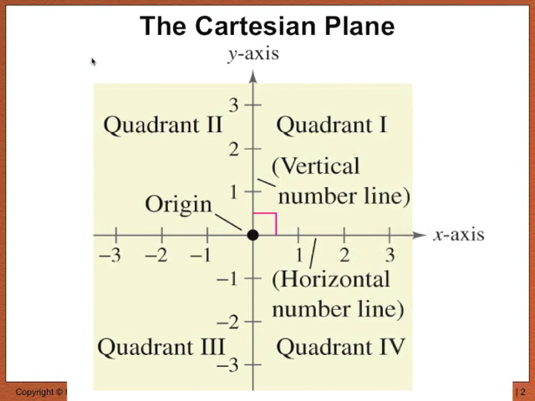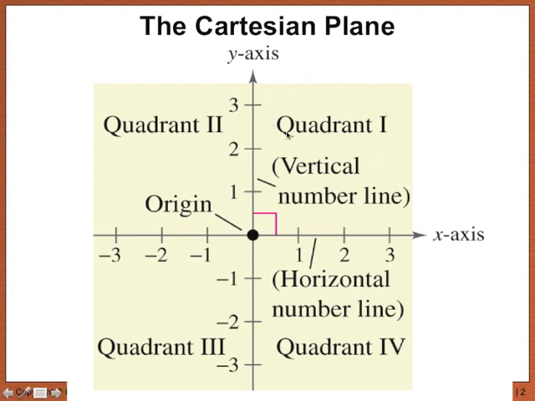The Cartesian plane. I put the Cartesian plane here. Obviously, everyone knows what Cartesian coordinates are. It's where you have the x-axis and the y-axis, so that's obvious. But what a lot of students tend to forget is what the quadrant numbers are, so make sure you get that straight.